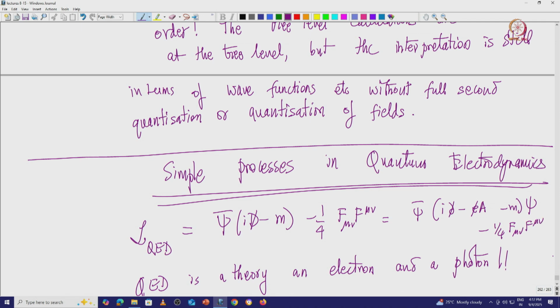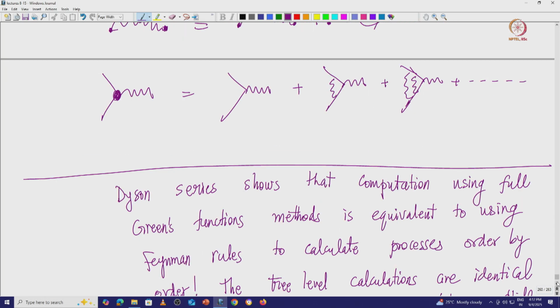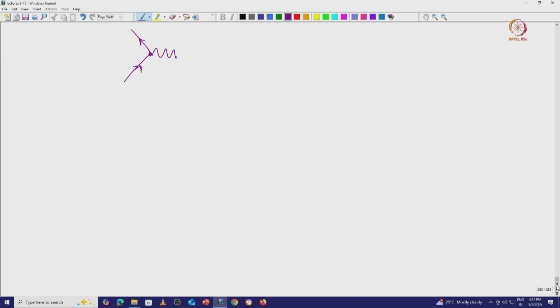You see, the interaction term is psi bar gamma mu psi. The current is psi bar gamma mu psi. If you remove the wave functions, the vertex factor is the coefficient of the multiplication of the wave functions. So that is given by minus i e gamma mu.